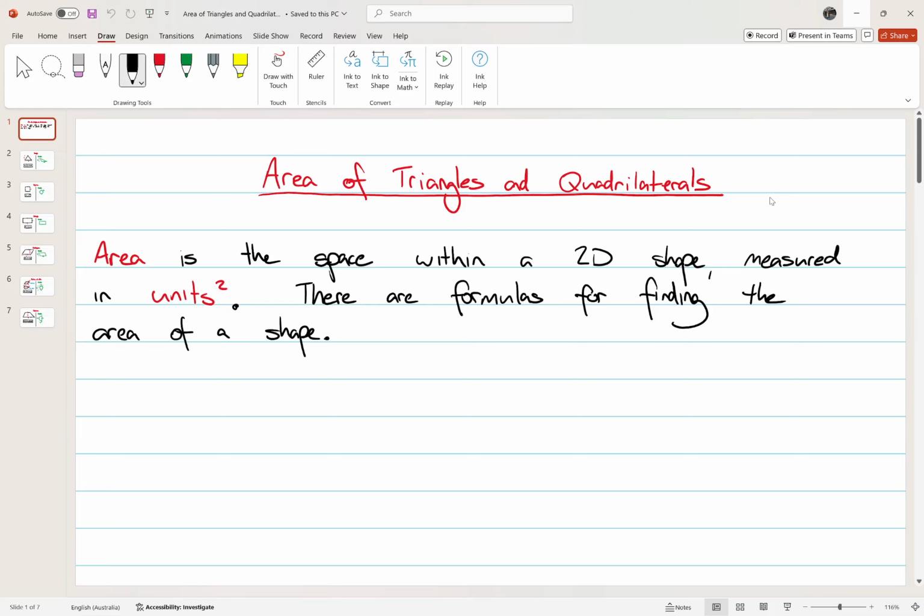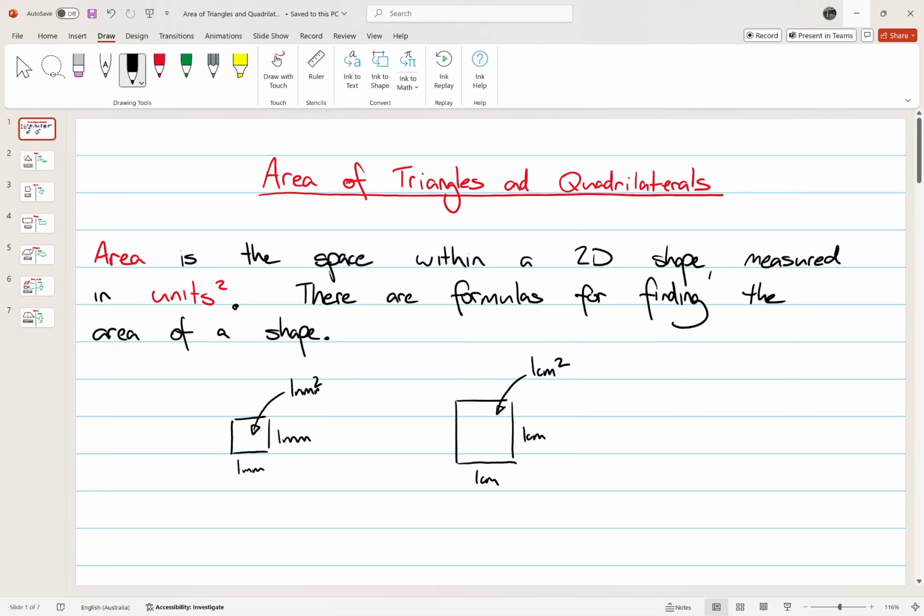And so there are formulas for finding the area of a shape. Really quickly, to illustrate what we mean by the concept of area, if I had a little square that was 1 millimeter by 1 millimeter, that is the definition of 1 millimeter squared. And then similarly, if I had 1 centimeter, this would be 1 centimeter squared. So it's like a squared version of a centimeter.